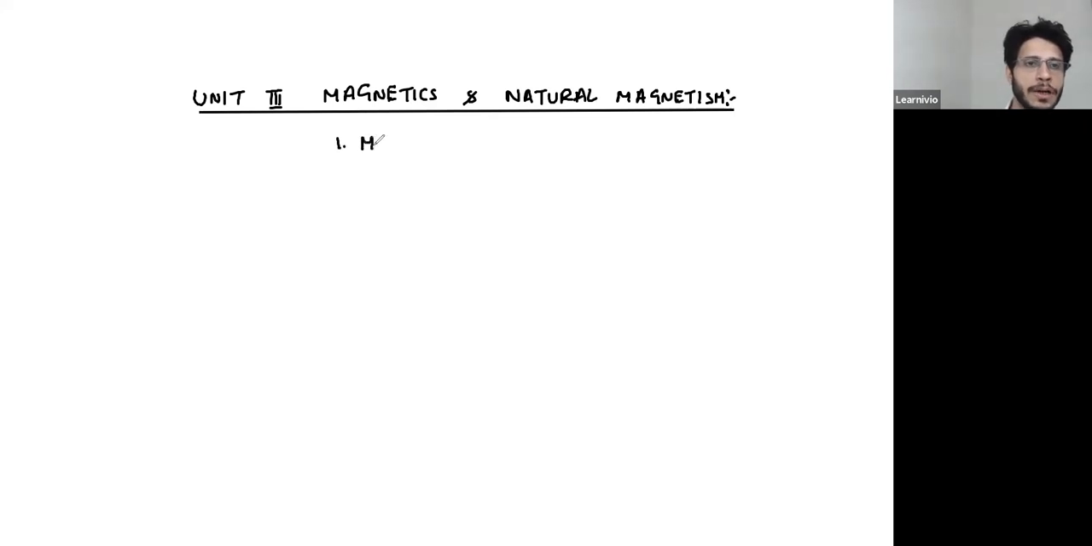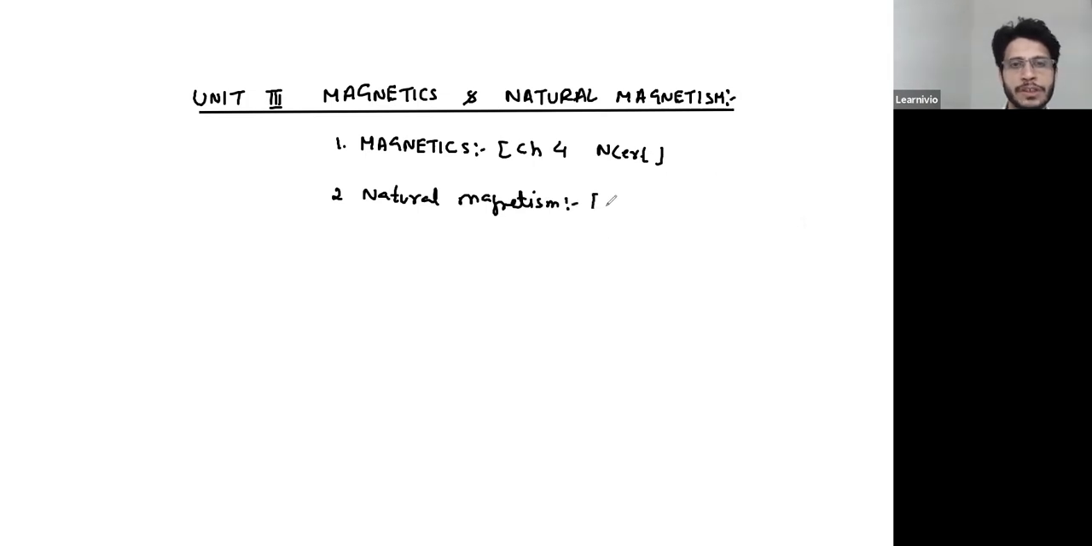The first one is magnetics. This is basically chapter number 4 of NCERT. Then it has natural magnetism. This is basically chapter number 5 of NCERT. See the introduction of this chapter.